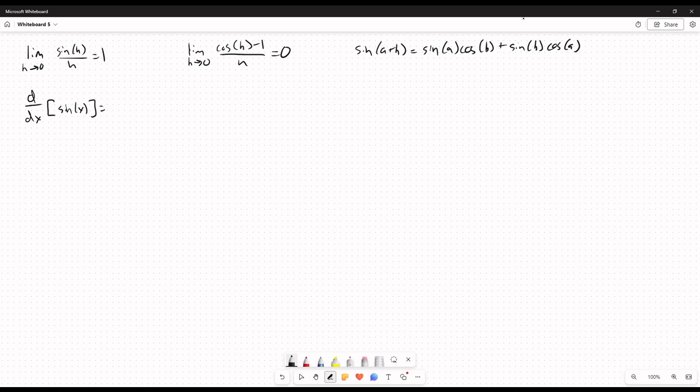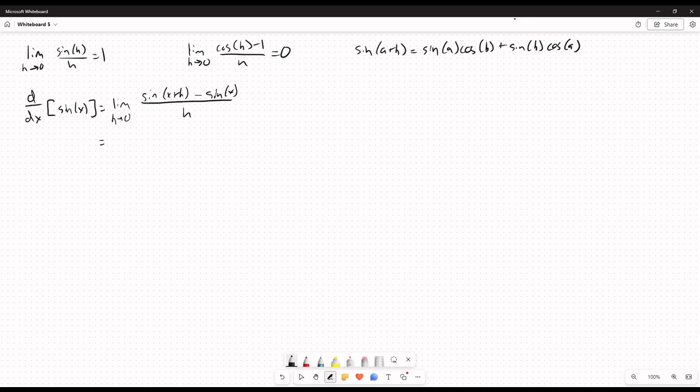So we're going to start by using the limit definition. While we have two definitions, one using x minus a and one with h approaching 0, we really want to use the h approaching 0 one here, because we'll need to be able to use that sine addition formula. So we'll have sine of x plus h minus sine of x over h.